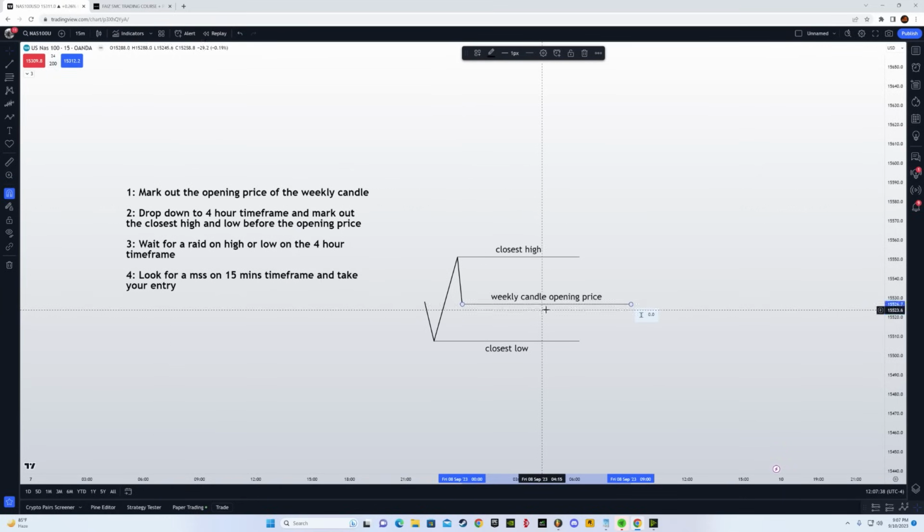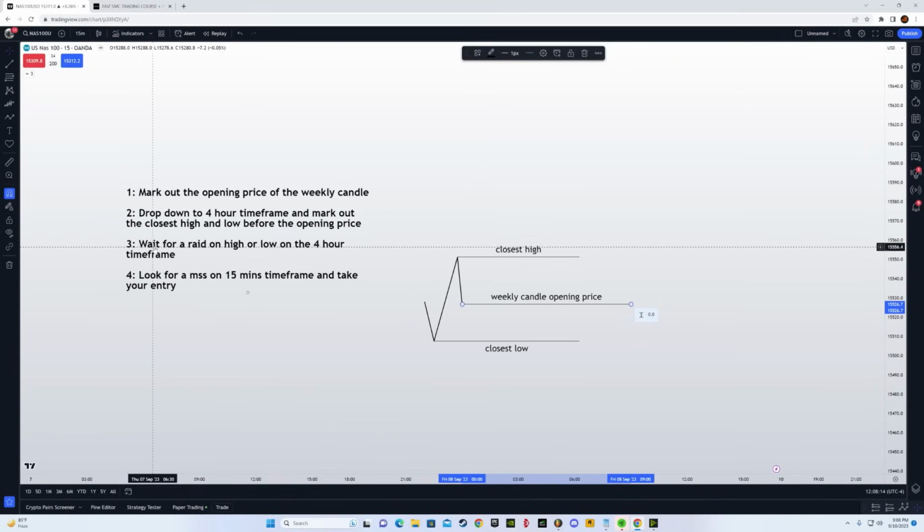Now, once you have the weekly candle opening price marked out, you have to drop down to the 4-hour time frame and mark out the closest high and low before the opening price. So this is the opening price. We want to look to the left side before the opening price, not after. Going to the right would be after, and to the left is before. I hope that makes sense. So this is the closest high that I've marked out, and this right here is the closest low.